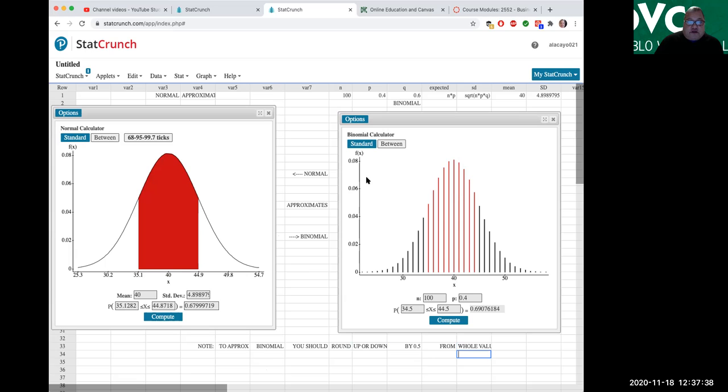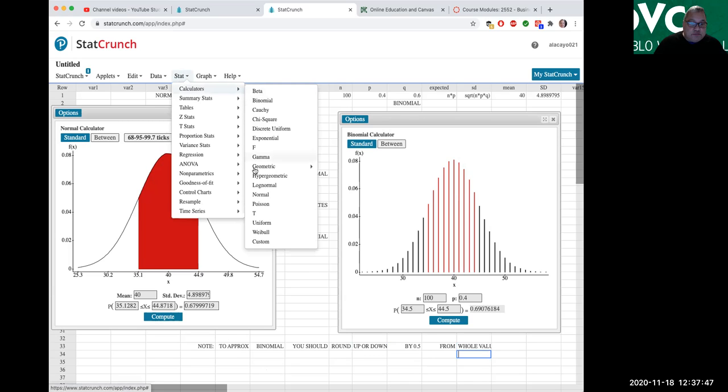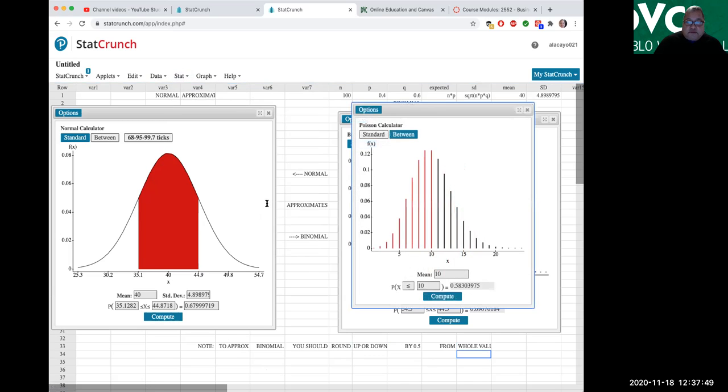Now let's move on to looking at another model, a Poisson model. So if I go stat calculators Poisson, and in the Poisson I use a mean of 40.